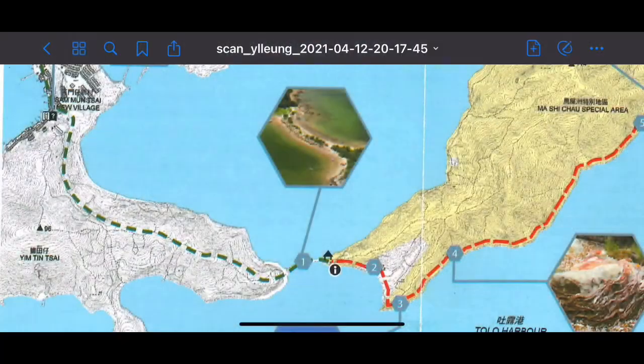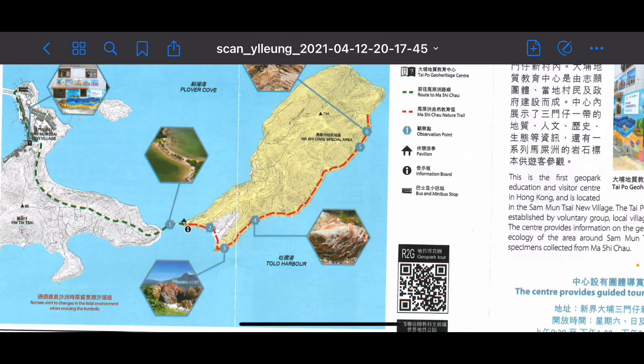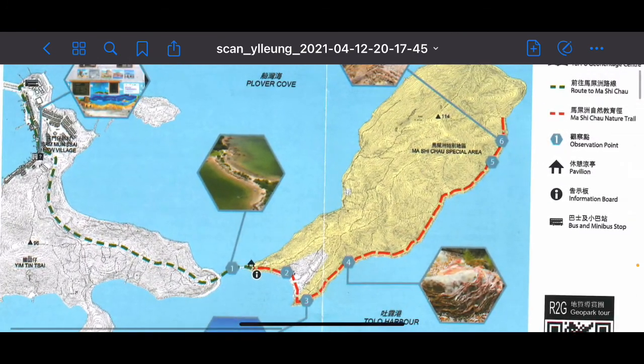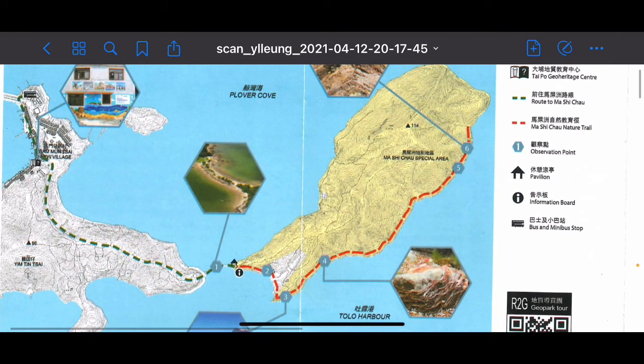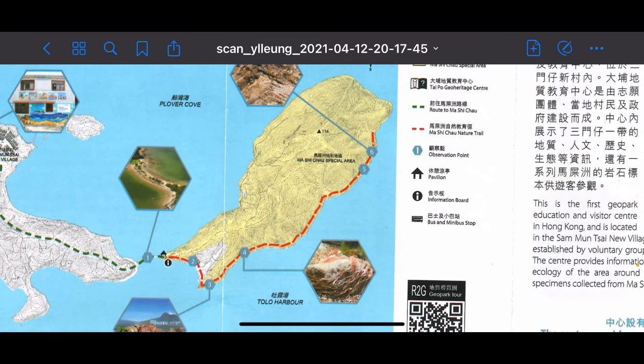This is a map of Ma Shi Chau, and you can go there by taking a bus from the Tai Po Market station. It's a tombolo indeed, linking different islands. And then, what can you find in Ma Shi Chau?